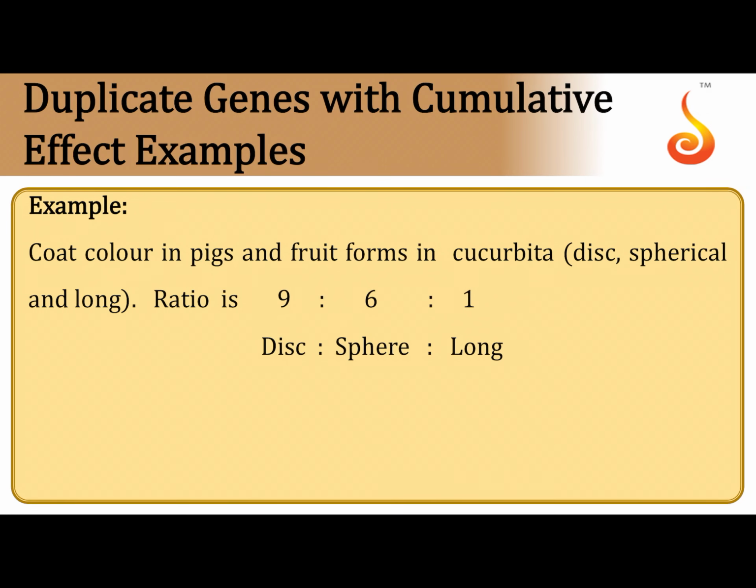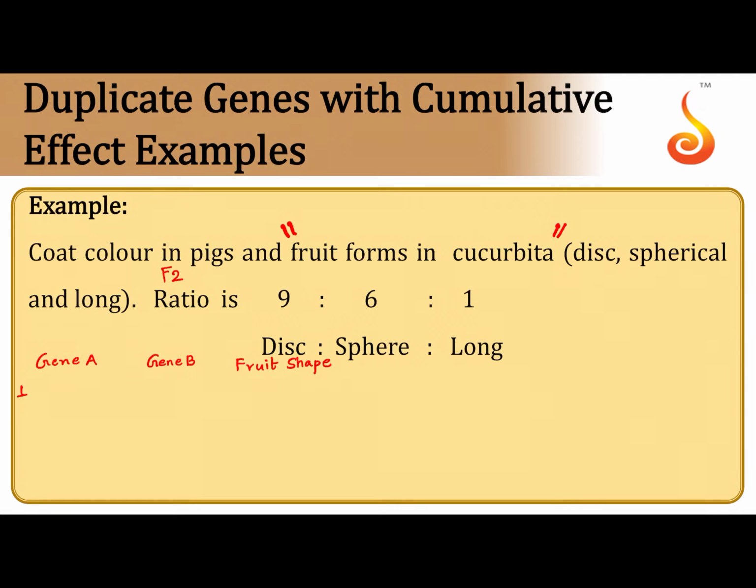So now let us look into duplicate dominant genes. These are duplicate dominant genes which have an additive or a cumulative effect. The example that I'm going to consider here is fruit shape in Cucurbita, where we get an F2 phenotypic ratio of 9:6:1. Here again I'm going to consider two genes, gene A and gene B, and I'm going to consider the fruit shape. Fruit shape is nothing but the phenotype in this particular case.